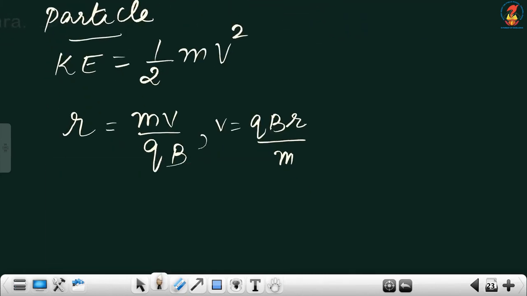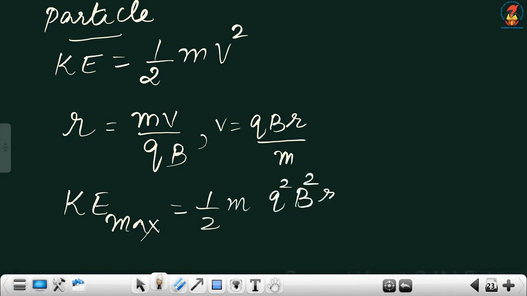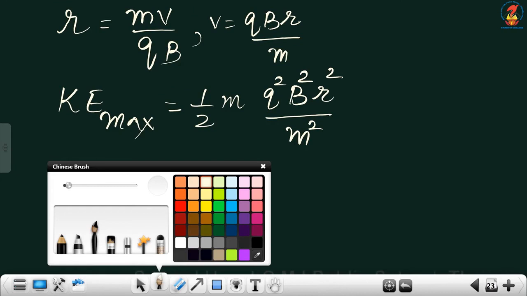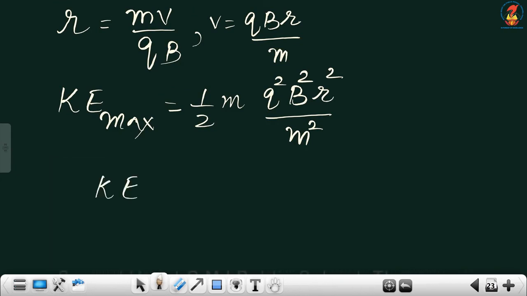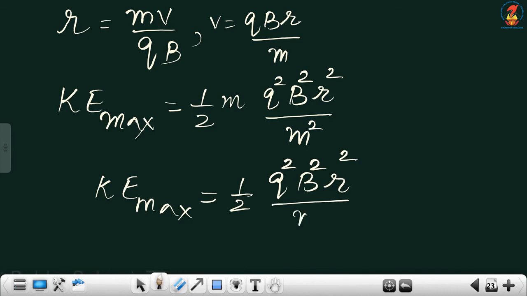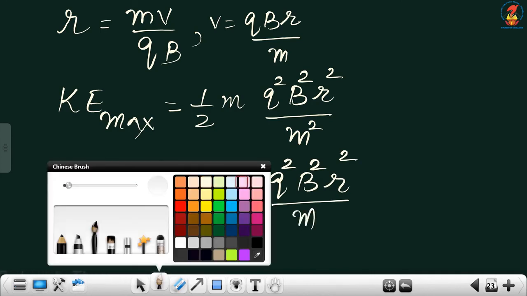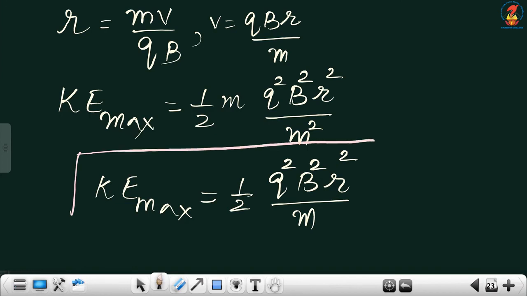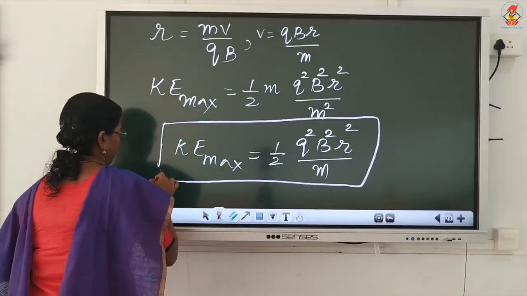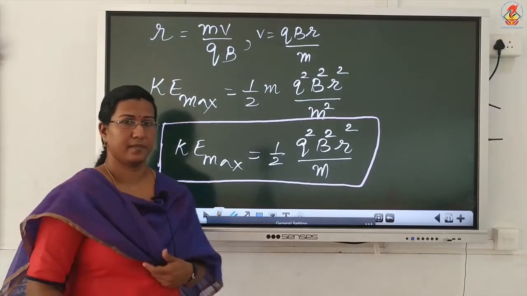So, the kinetic energy, which we will call K max, the maximum kinetic energy, is equal to half m q squared B squared r squared divided by m squared, which is equal to half q squared B squared r squared divided by m. This is the equation for the maximum energy gained by the particle in a cyclotron. Thank you.